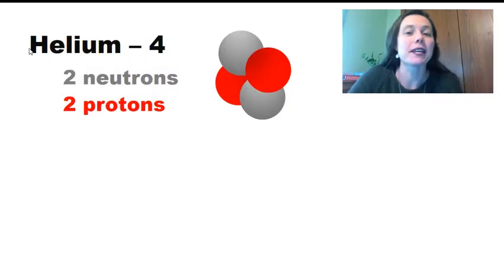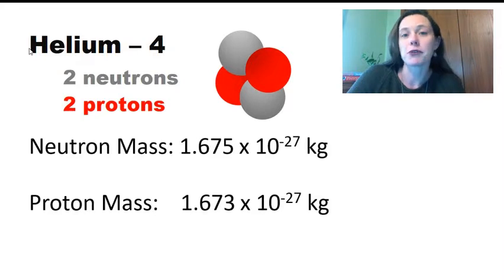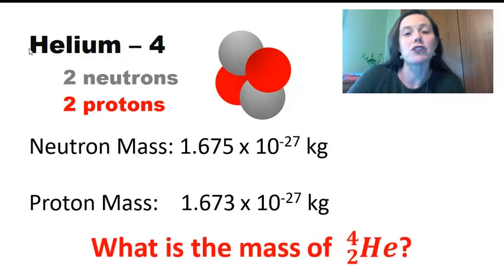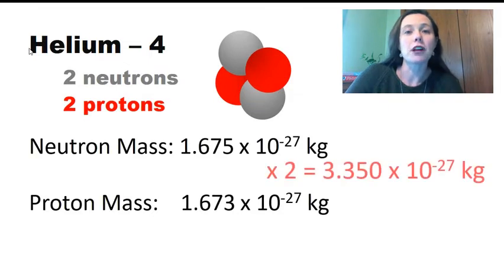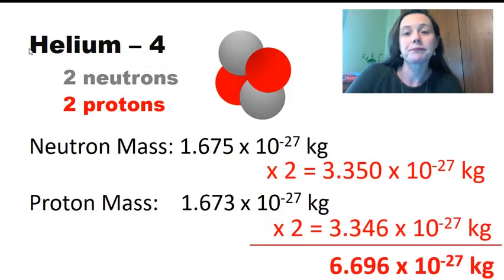Let's begin by examining a helium-4 nucleus. Helium-4 consists of 2 protons and 2 neutrons. We know the mass of neutrons and protons, so let's do a quick calculation to find the mass of a helium-4 nucleus. We can take the neutron mass and multiply by 2, the proton mass, multiply by 2, and add them up. This gives us a mass for helium-4 of 6.696 times 10 to the negative 27th kilograms.